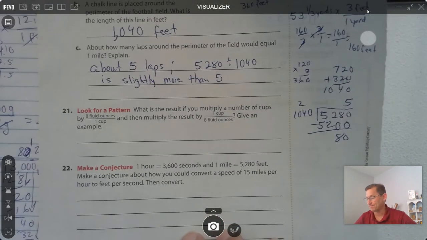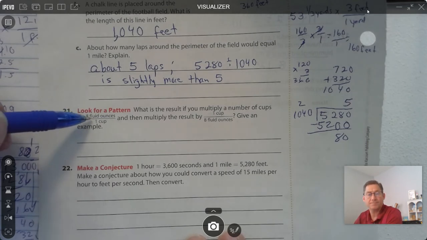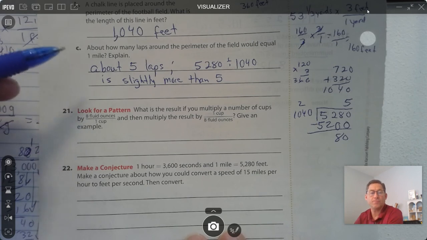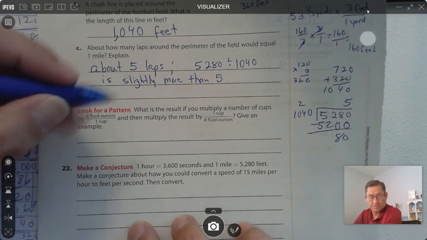All right, 21. What is the result if you multiply a number of cups by 8 fluid ounces per 1 cup, and then multiply the result by 1 cup per 8 fluid ounces? Well, you just get back to what you started with, the number of cups. So same number of cups.